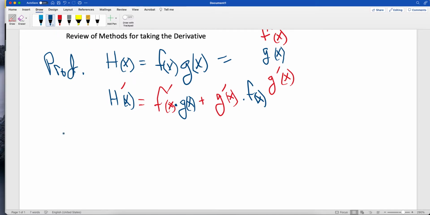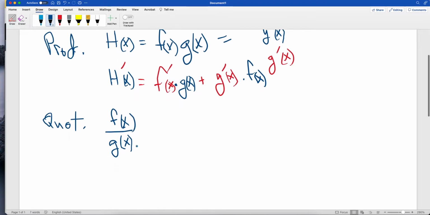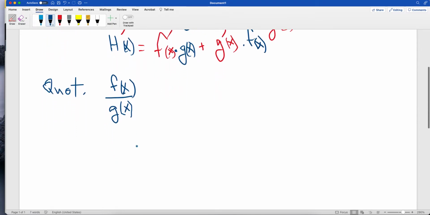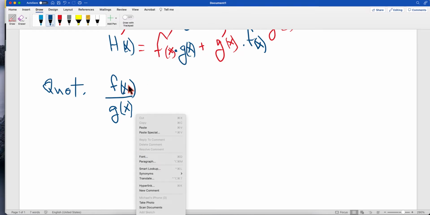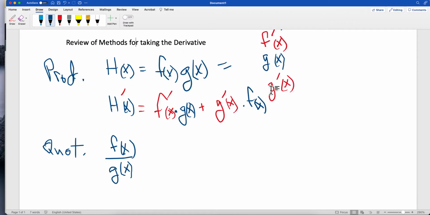We'll put that one there. The other one was the quotient rule, which was, I'll just go with that. And that's when we had a fraction, and we had a top and a bottom function. So these are a little clearer to see. Sometimes the product rule isn't always clear. But we do the same thing. We just take our pieces. Okay, take the top.